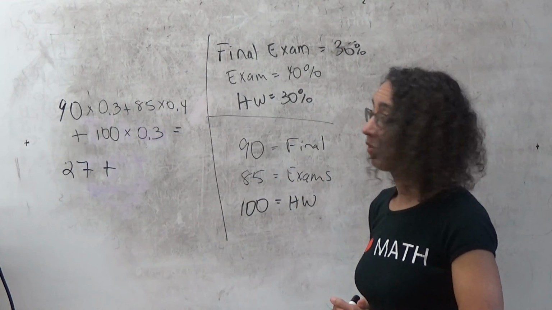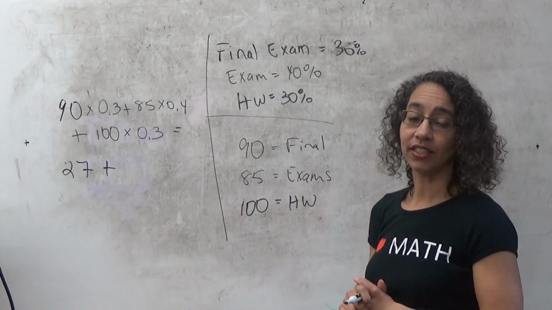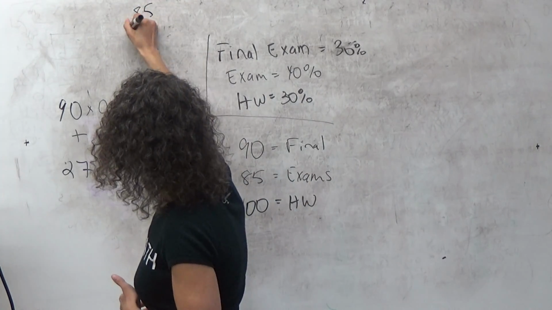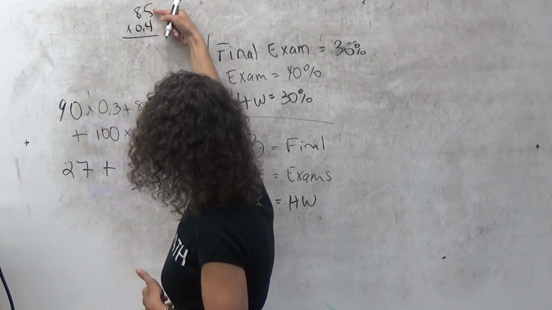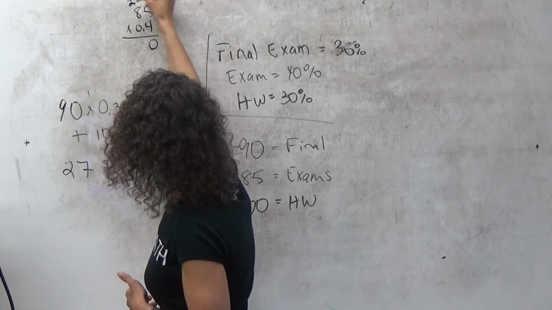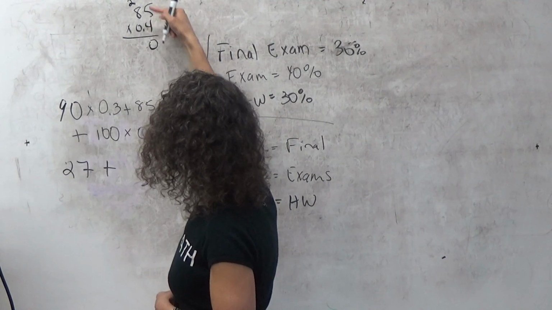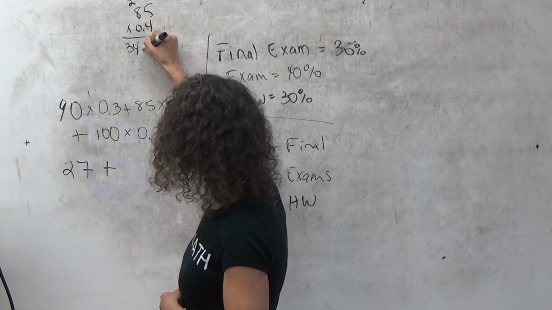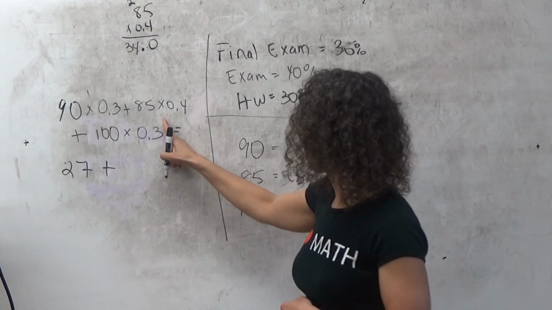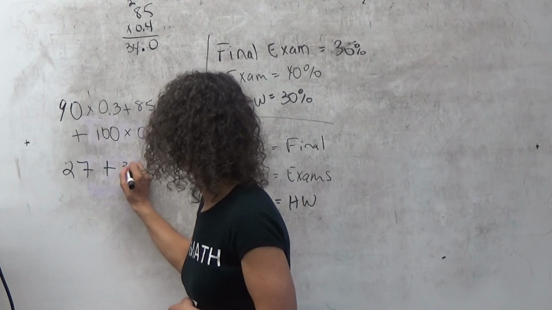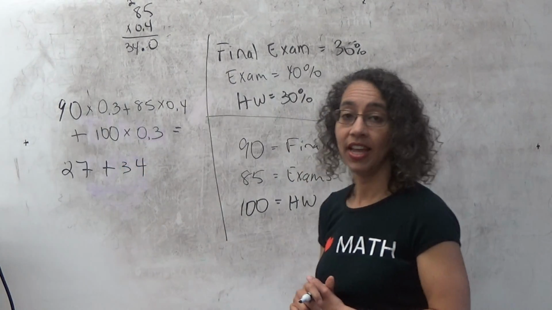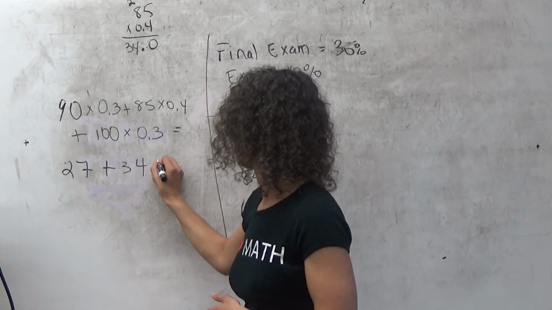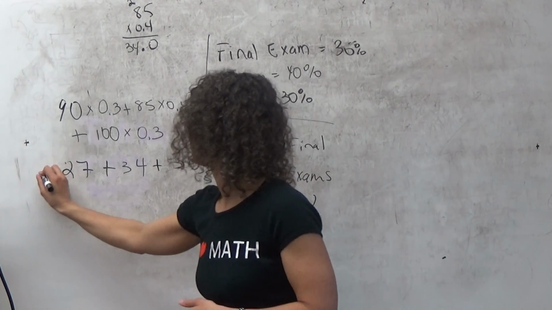Now 85 times 0.4, that's a little bit tricky. So let's go ahead and write out that multiplication. 5 times 4 is 20. 8 times 4 is 32, plus 2, that's 34. And note we want to move the decimal place over to the left by 1. So 85 times 0.4 is just going to be 34. And 100 times 0.3, we move the decimal place over 2 places to the right. So we want to add 30.